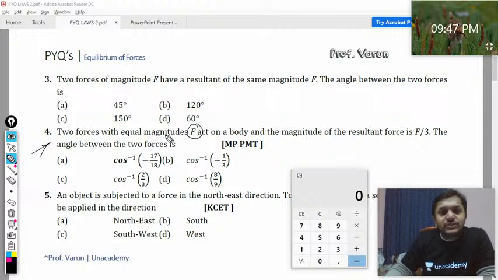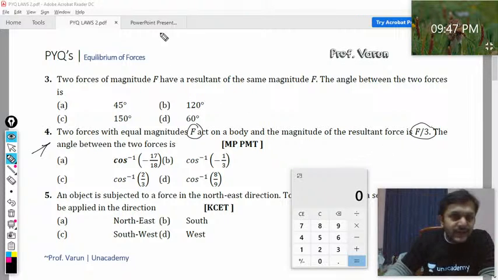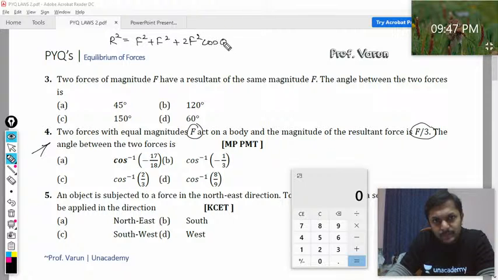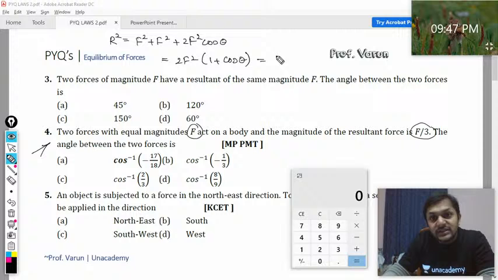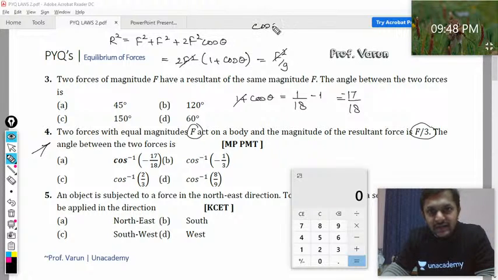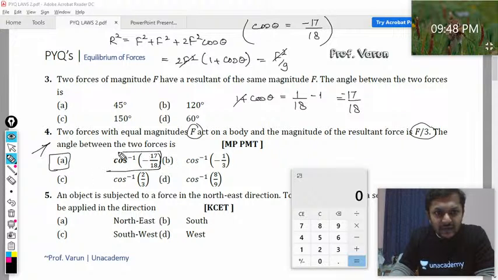Two forces with equal magnitudes F act on a body and the magnitude of the resultant is F by 3. Now what is the angle? We can now do this and I will try it here. And this will be 2F square taken as constant. This will be the total equation. This should equal F square by 9. So F and F, they are cancelled. So 1 plus cos theta is equal to 1 by 18. So this is minus 1. So this will become minus of 17 divided by 18. So cos theta is equal to minus 17 by 18. So A is the answer.